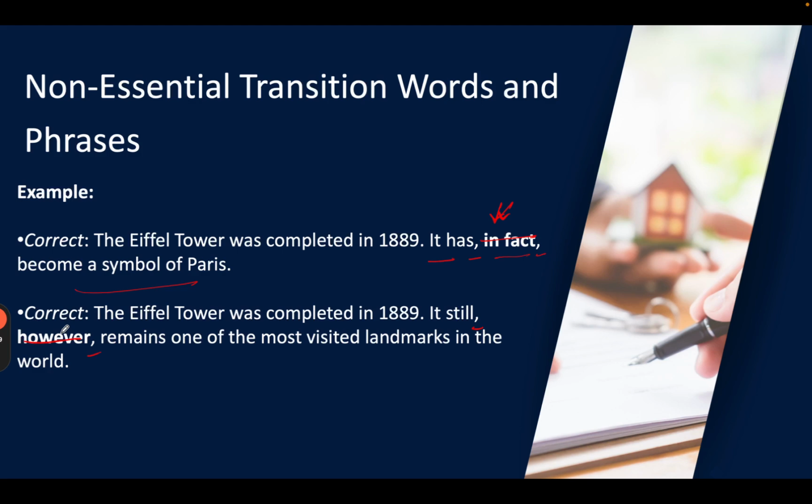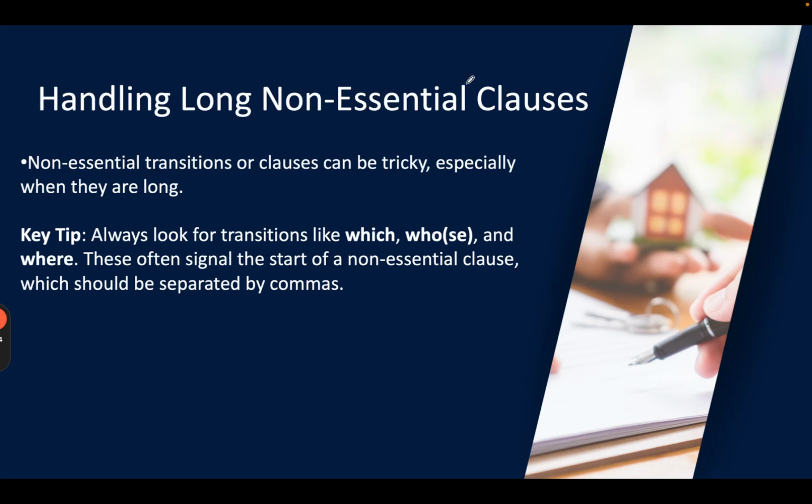This is how you can identify if a transition word or a phrase is correctly placed between two commas or not. Simply eliminate it from the sentence and read the sentence without it to see if the grammatical structure is still being followed. Now, how do we handle these long non-essential clauses? You will come across these advanced level questions which have these long non-essential clauses. What do you do in such a scenario?